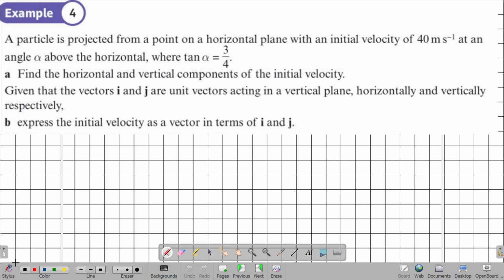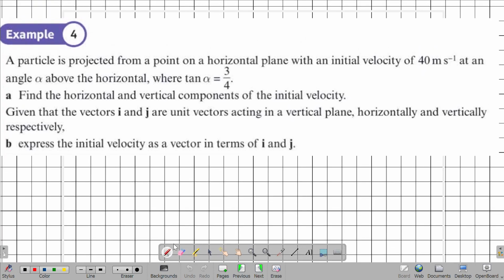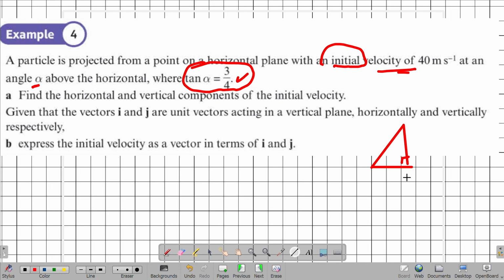Suppose we have a question that says a particle is projected from a horizontal plane at an initial velocity of 40 meters per second, and the angle is given as alpha, where tan alpha is 3 over 4. So the key words are initial velocity, and tan alpha is equal to 3 over 4. If I'm to do the trig ratios here, I can create a right angle triangle, using the Pythagoras theorem, one of the most important theorems. Tan alpha is 3 over 4, so this is 3 and this is 4.